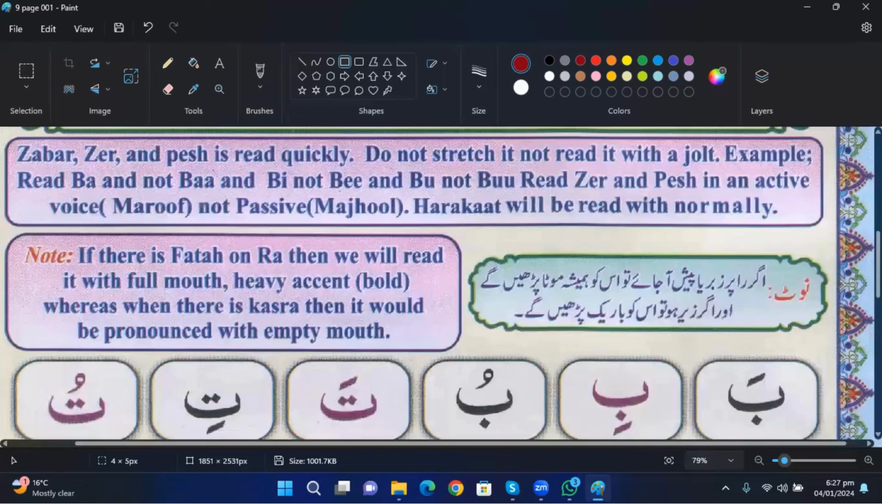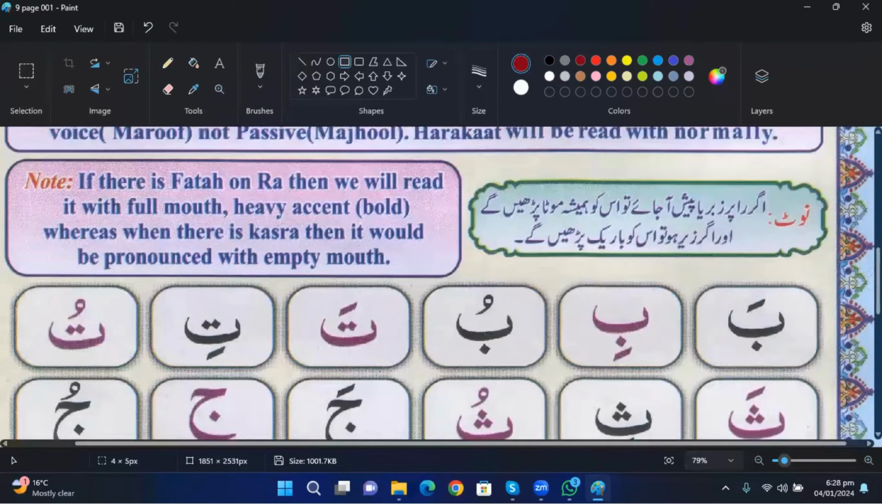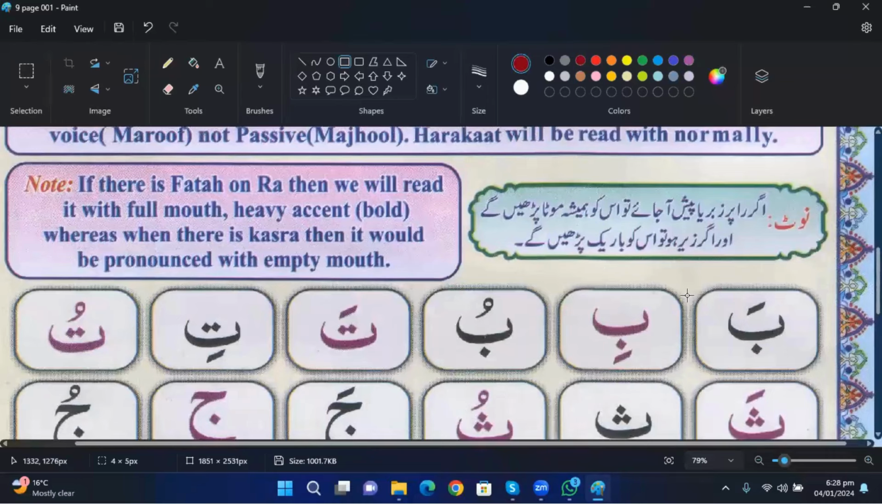So after doing fatha, we will do kasra. First of all, we will mention the shape of kasra, how it looks and how you will recognize the kasra. So kasra is a small line that always comes under the letter.